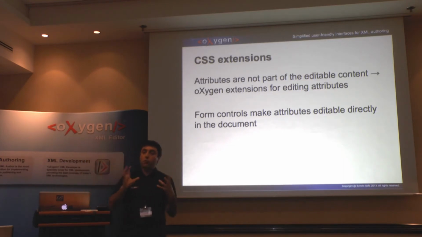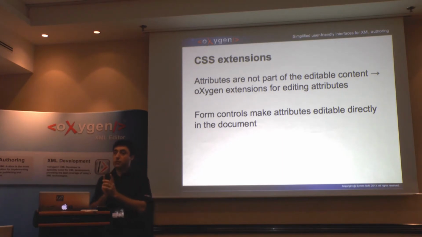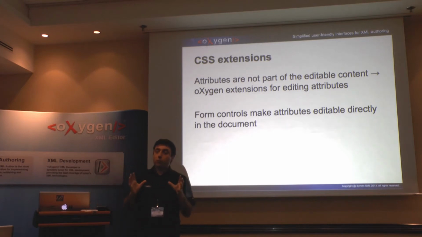Now, these form controls also have buttons, and we can link them to those custom actions. So this support for form controls not only gives attributes in the document itself, but you can also make your custom actions available in the document. That means you don't need anything else to interact with your XML, only the document. The document contains access to content, to attributes, and to actions.